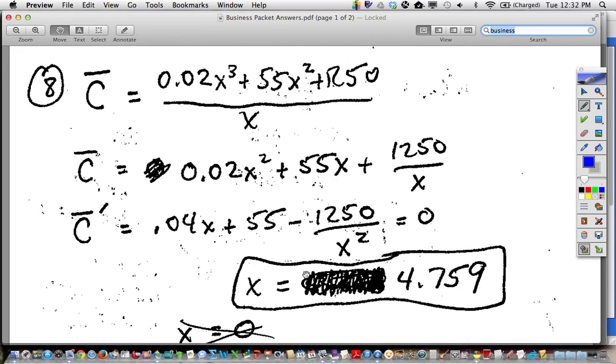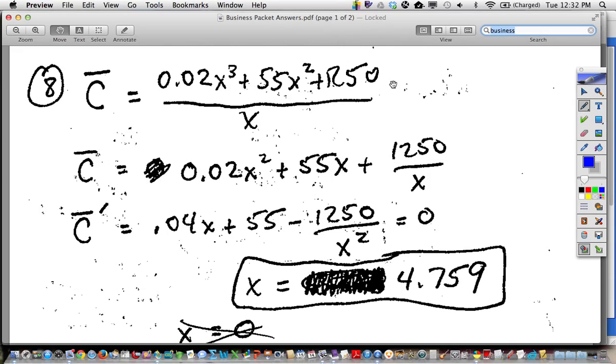Most of these problems in the book and in the packet are meant to be done without a calculator. That's how they were written. At least without a graphing calculator that'll do the derivative for you, like we have. But I'm going to go ahead and let you do that on these. So this is what C bar would look like if I simplify it a little bit. Then I could do my derivative, and then I use the calculator to solve it at that point.